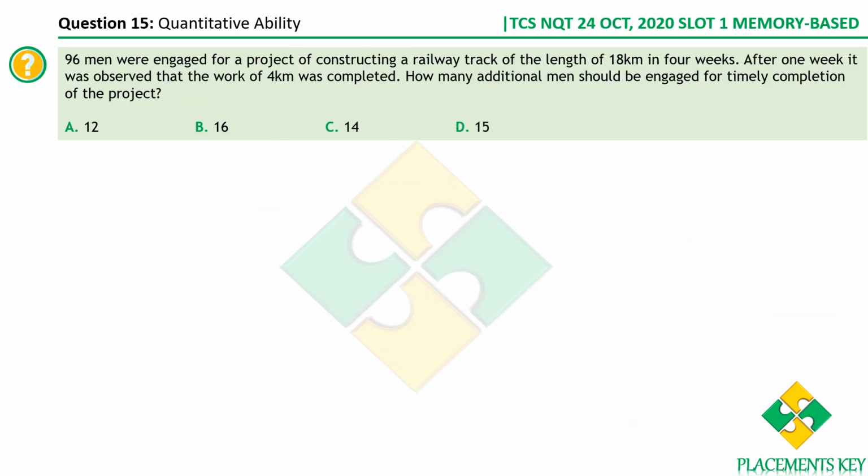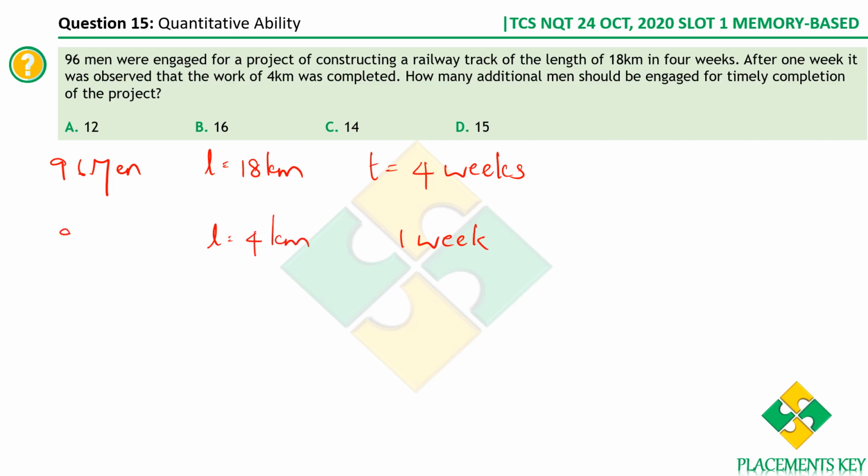Okay, so 96 men were engaged in a project of constructing a railway track of length 18 kilometers in 4 weeks. So we have 96 men, and the length of the track to be constructed is 18 kilometers, and the time duration is 4 weeks. Now after 1 week they are reviewing the work. They've observed that they've constructed a railway track of length 4 kilometers.